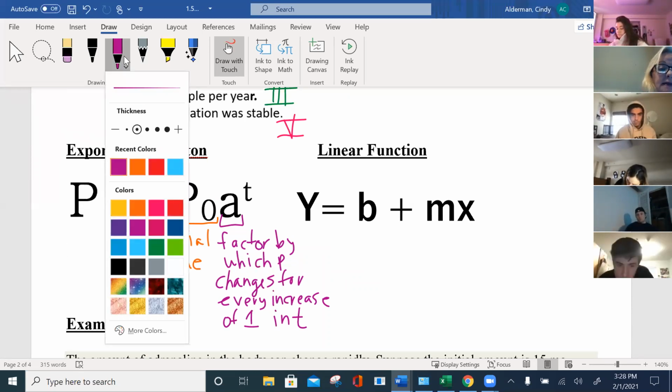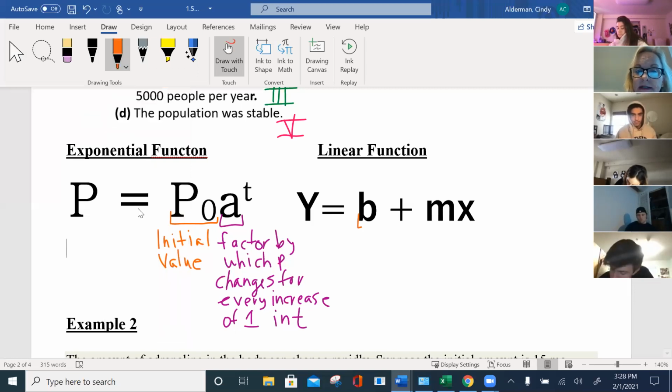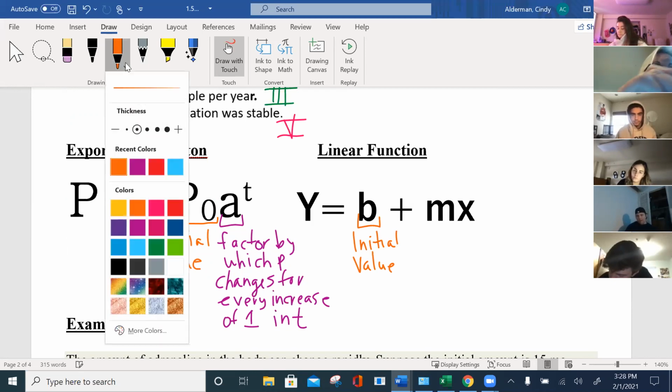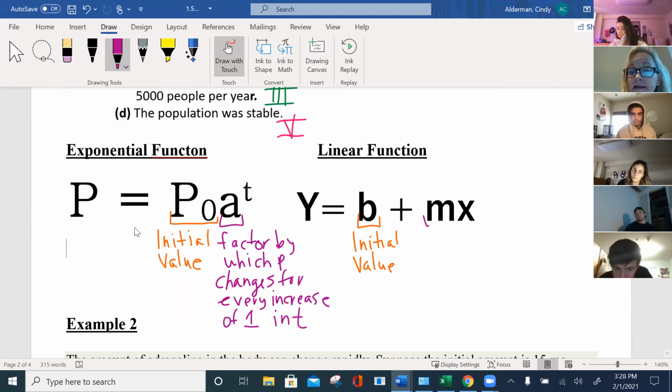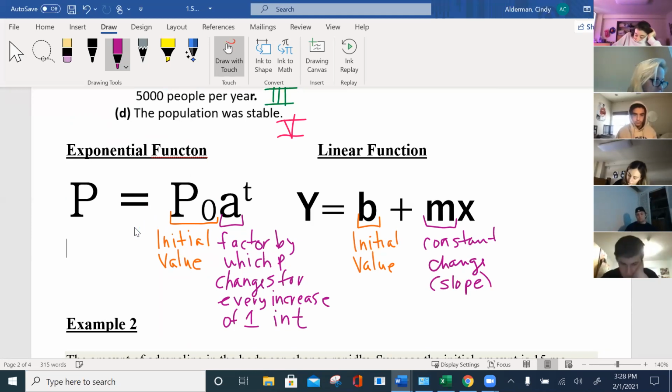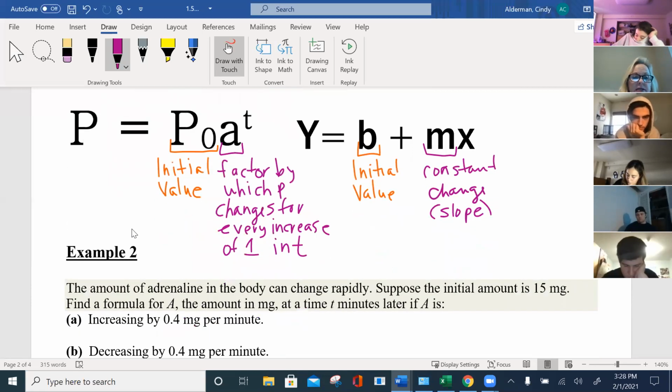Well, if we're looking at a linear, then this right here is always going to be your initial value. And this is going to be your constant change, which is just slope. Okay, so now we're going to use that to write some equations.